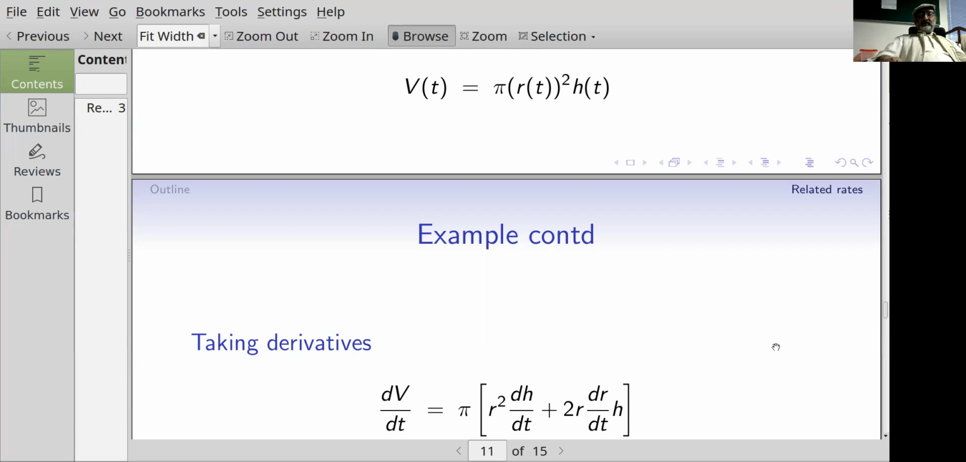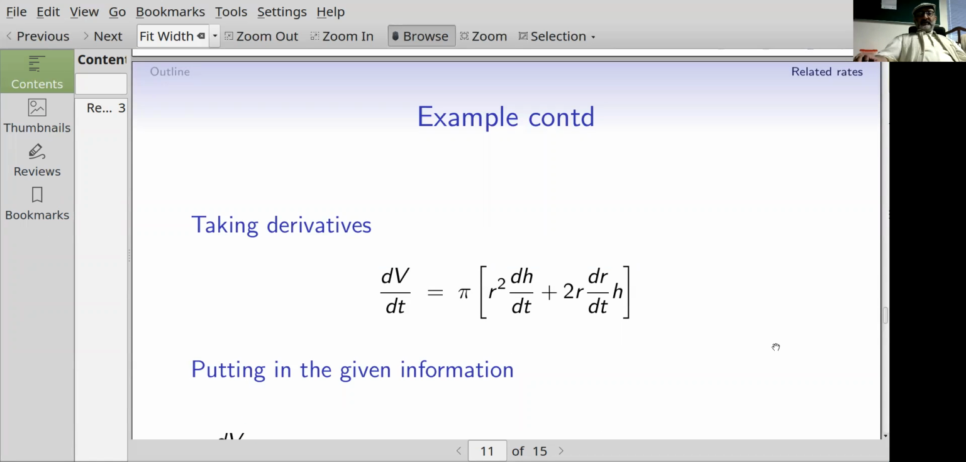So that's r squared times dh/dt plus the derivative of r(t) squared. The derivative of r squared with respect to r is twice r. Then you have to multiply by the inner derivative, which is dr/dt, times h.